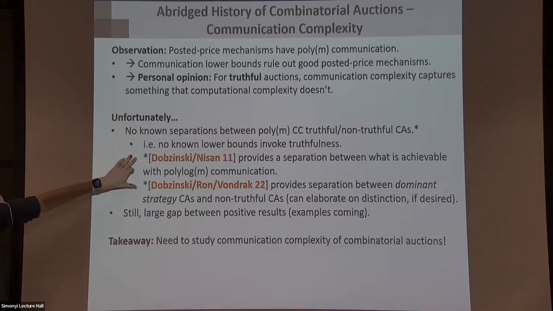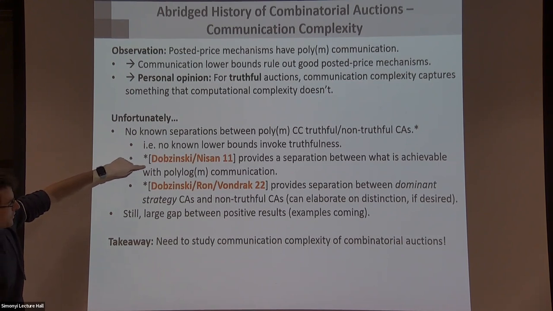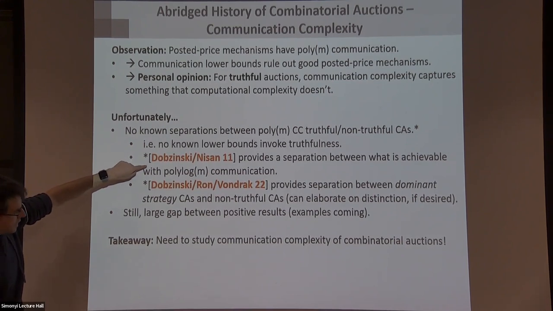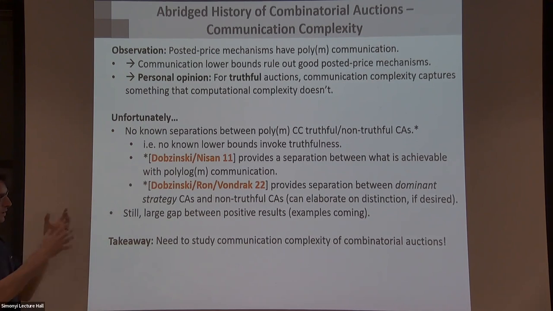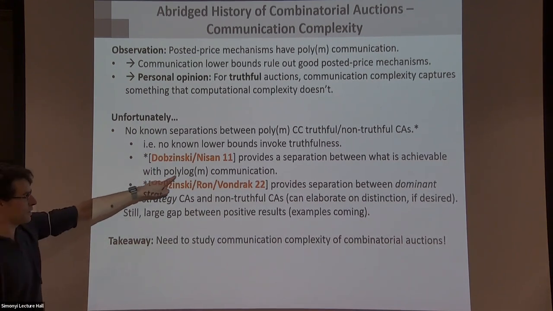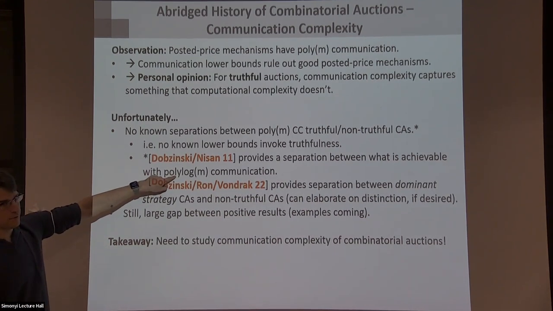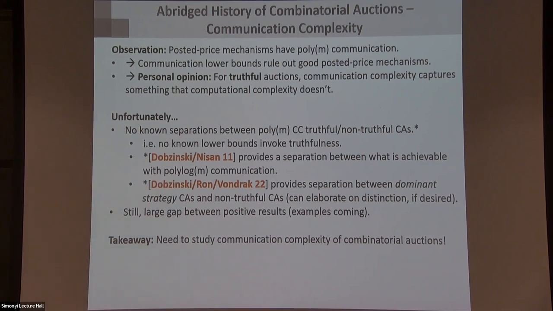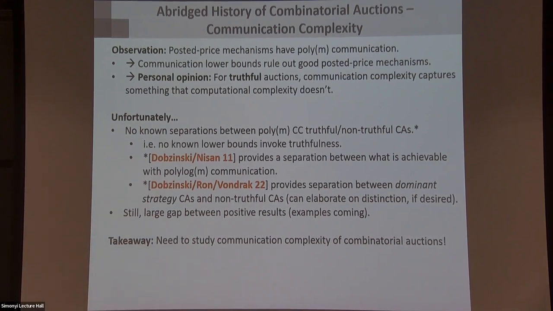If you want me to, I can pause and say, what are the asterisks? There are some separations. Let me just go ahead and do that since I'm taking a lot of time anyway. So here, they did show a separation, in a restricted setting, between what you can do with polylog m communication. If you have really, really low communication, then they did show that there's something you can do with an algorithm, but not a truthful mechanism.